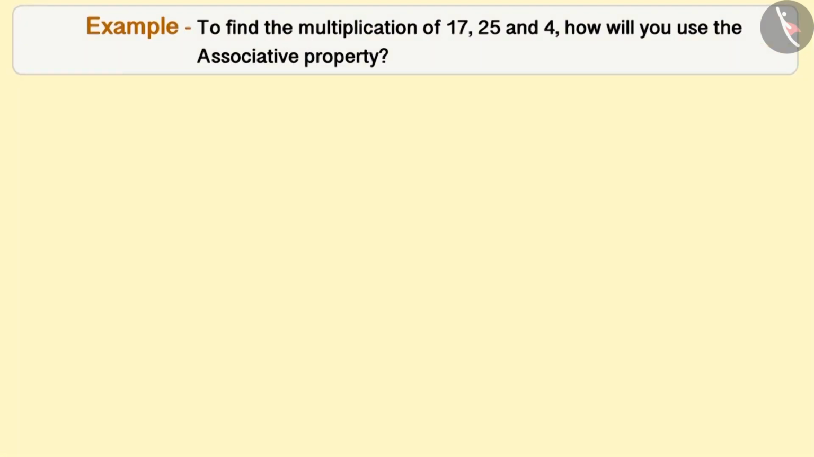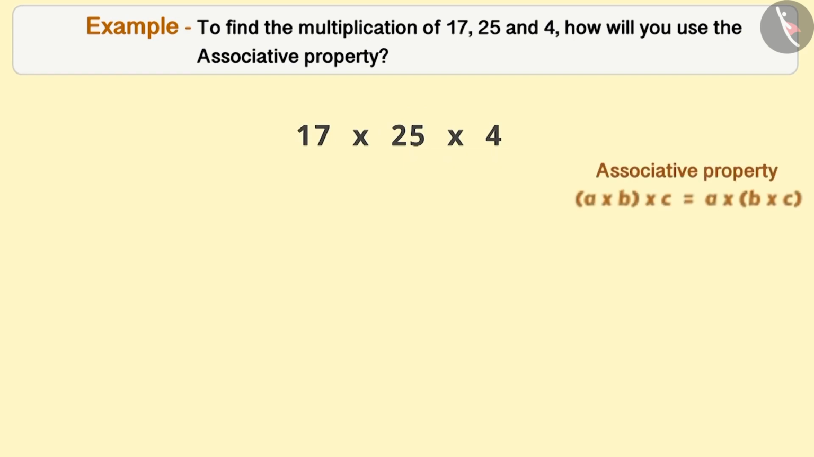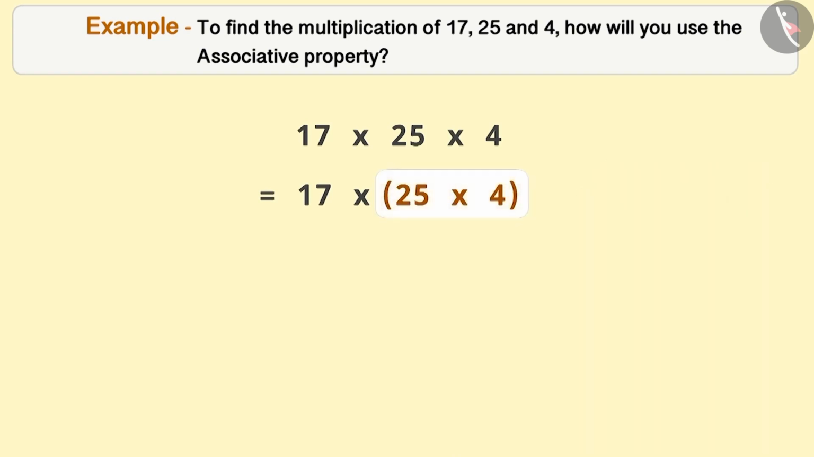Next example. To find the multiplication of 17, 25 and 4, how will you use the associative property? If we observe the numbers carefully, we can say that 25 and 4 can be multiplied very easily. Therefore, under the associative property, we can group the numbers like this: 17 × (25 × 4). It will be easier to solve by making groups like this. Here, the product of 25 and 4 will be 100 and 17 multiplied by 100 equals 1700.